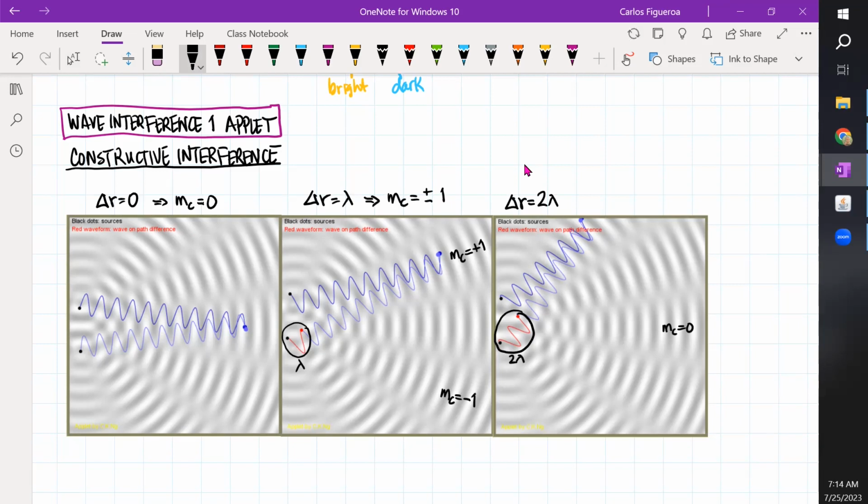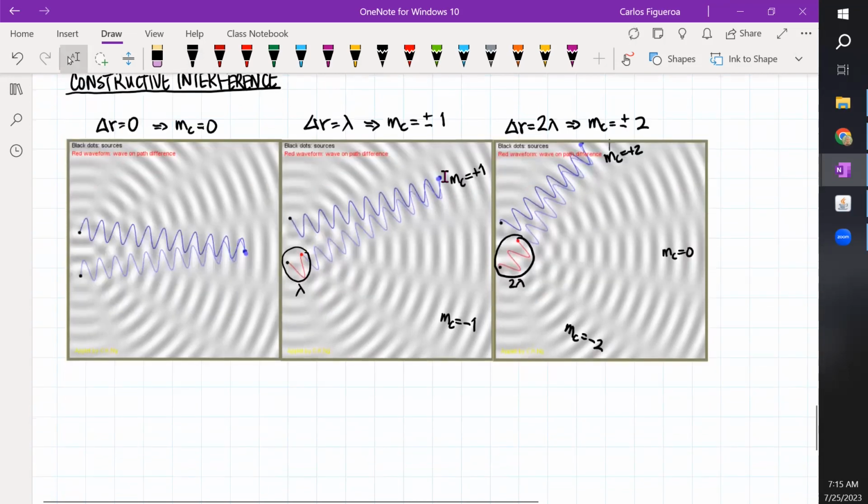So there are two locations where the path difference is there. And then finally, if I go to the second one, that immediately tells me that this has to be m_c equals plus 2. Again, this is m_c equals plus 2, but down here, I have m_c equal to minus 2. That's where the plus and minus signs come in. So now you're seeing that I'm starting to develop a pattern for bright fringes.